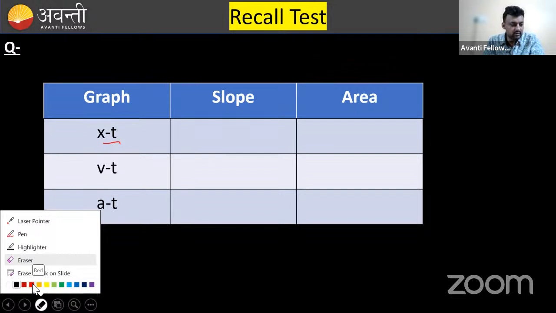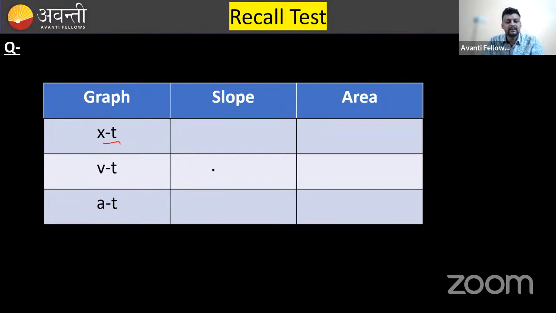First of all, let's suppose this is an xt graph. Then what is the meaning of this slope? Slope of xt graph is nothing but dx over dt. Everybody remembers from the first lecture that dx over dt is nothing but the velocity. That means slope of xt graph gives us the velocity.